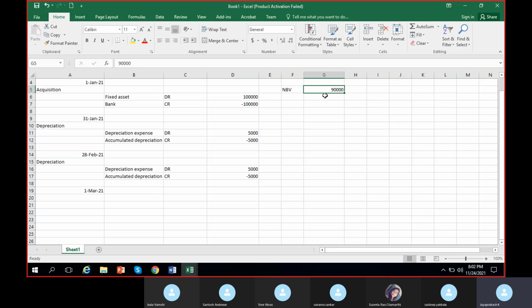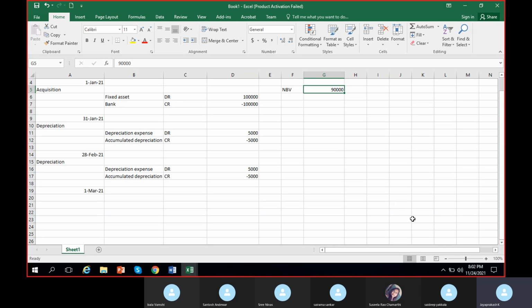So what if I sell this asset for 1 lakh? Profit of 10,000. There will be a profit on the sale of asset of 10,000, right? So it depends on the value for which we are going to sell the fixed asset. Suppose I'm selling it for only 10,000, then I'll have an 80,000 loss. That has to be accounted properly.